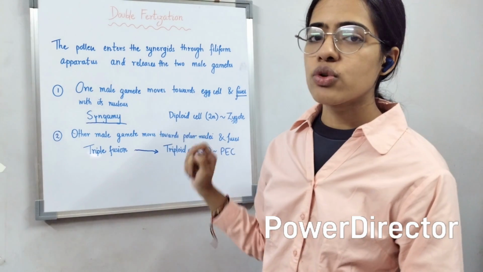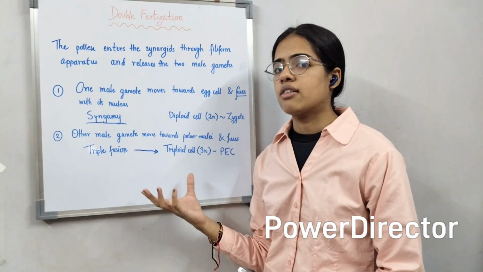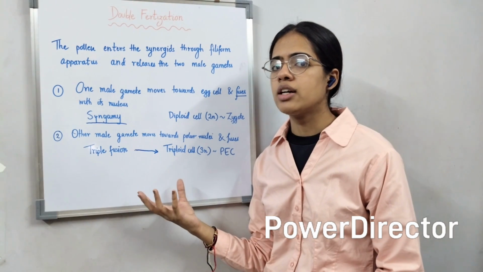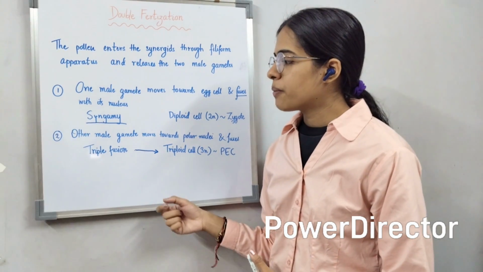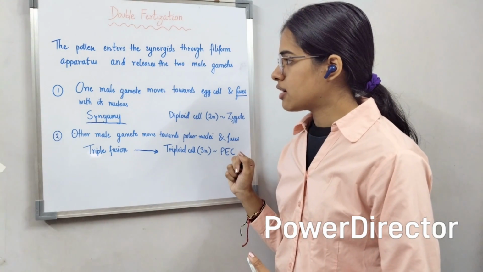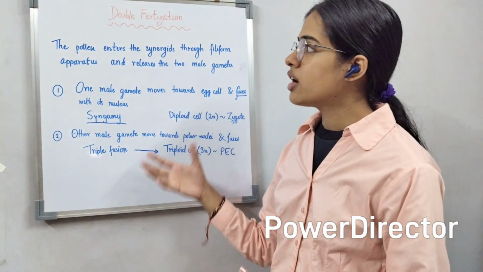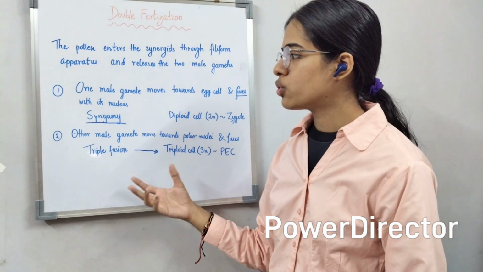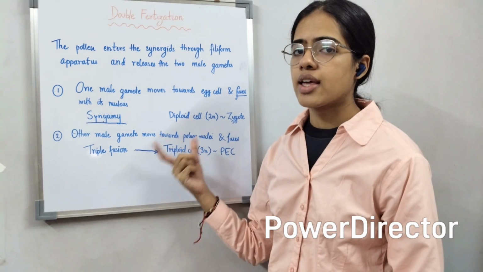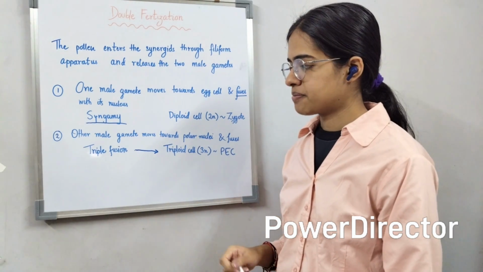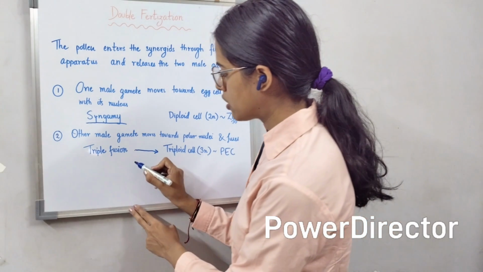Thus, there are two fusions which are taking place in this event, and this is a very important event of the reproductive cycle of a flowering plant. So that is that, and the reason why it is called a double fertilization is due to the fusion. There is occurrence of two types of fusion in the flowering plant. Now, post fertilization, we'll explain how it looks.